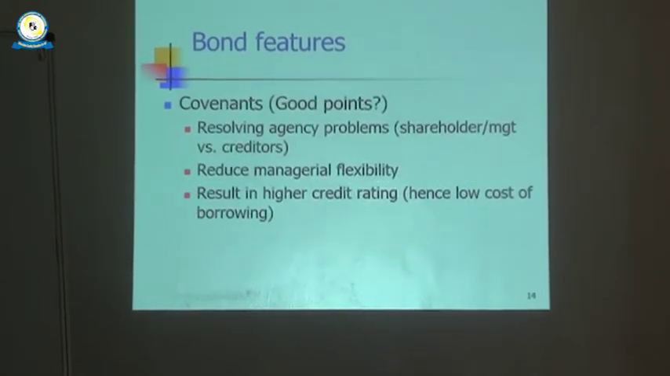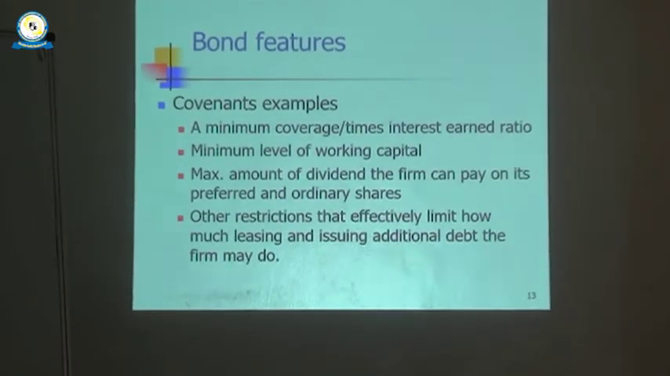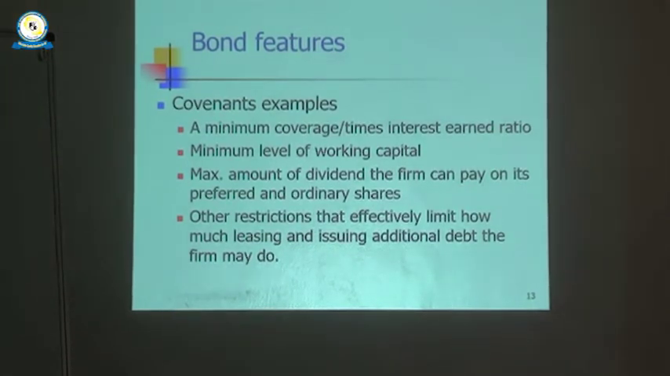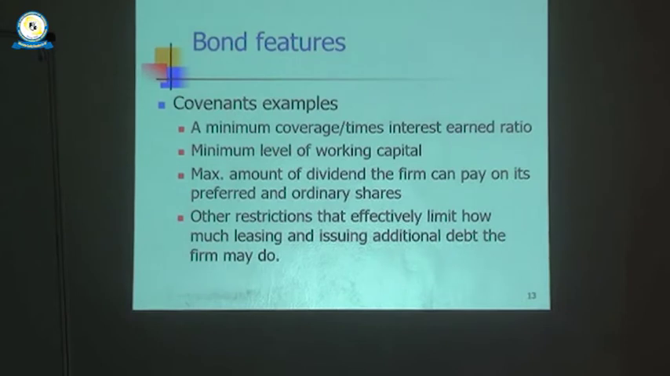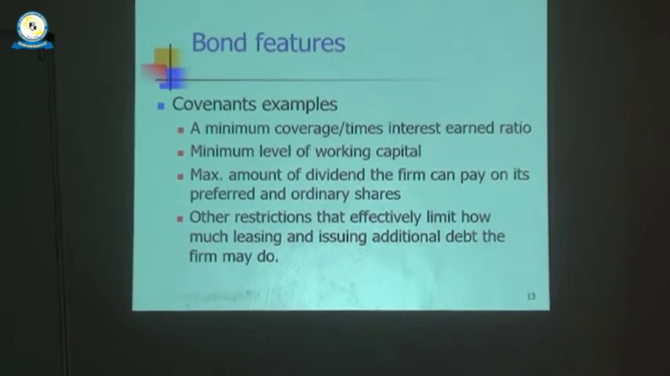And some of the covenants, we have positive covenants, which show, for example, a minimum coverage, time, the interest and the ratio, maximum level of working capital which is needed, maximum amount of dividends that the firm can pay on its preferred or ordinary shares. Also, other restrictions which are put forward effectively limit how much leasing and issuing of additional debt must be done.